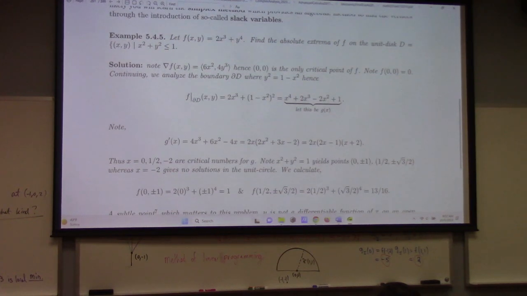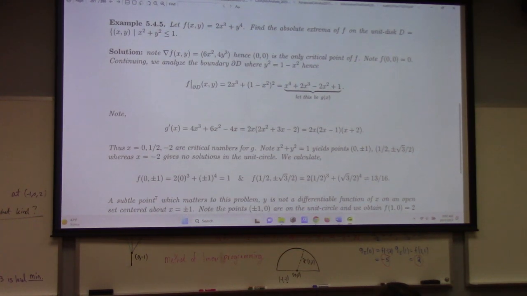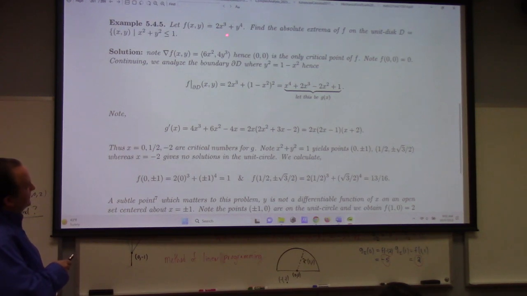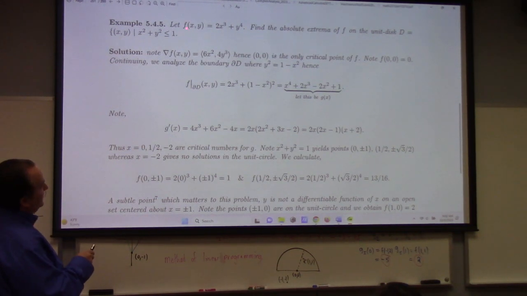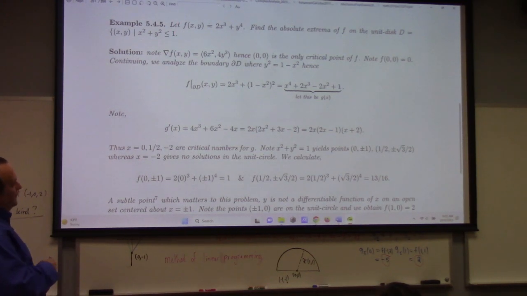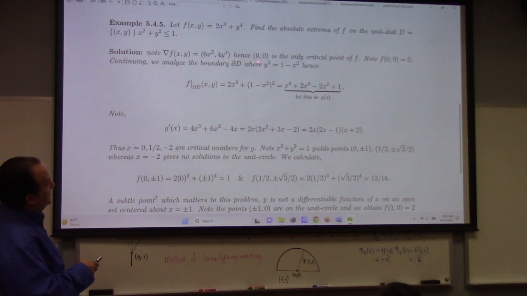Now, this one might actually be the answer to your question, Violet. So here I have f of x, y equals 2x cubed plus y to the fourth. I'm supposed to find the absolute extrema of f on the unit disk. So that's just the straight unit disk. As you can see, Math 200 people take off 50% of my credit. I missed a curly bracket right there. My bad. So I calculate the gradient. I get that the origin's a critical point, so I have to check the origin.